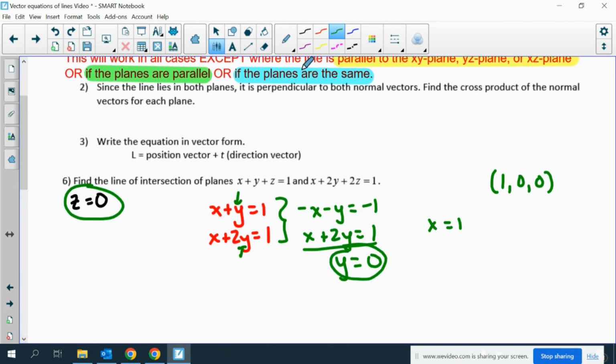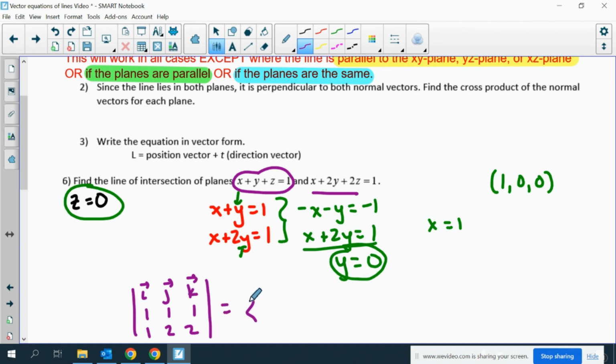Now the next thing that we have to do is find the cross product of the two normal vectors to the planes. Remember, the normal vectors to the planes are just the coefficients of x, y, and z. So I'm going to do the cross product i, j, k. For this one, the normal vector is 1, 1, 1. And for this one, the normal vector is 1, 2, 2.